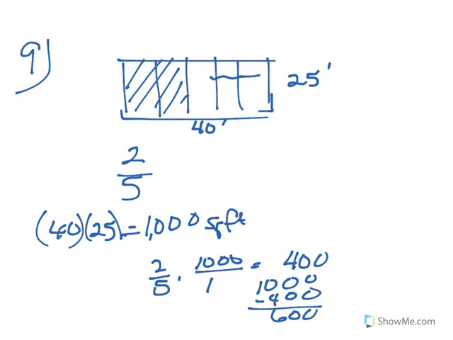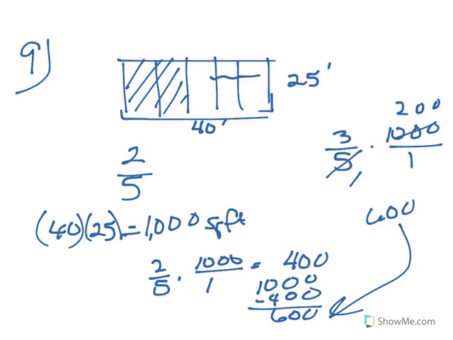Or I could simply say, well, if 2/5 is what we've already used, then there must be 3/5 left. So you could take 3/5 and multiply that by 1,000, and you would end up with 600, which is the same thing we got here. So we have 600 square feet.